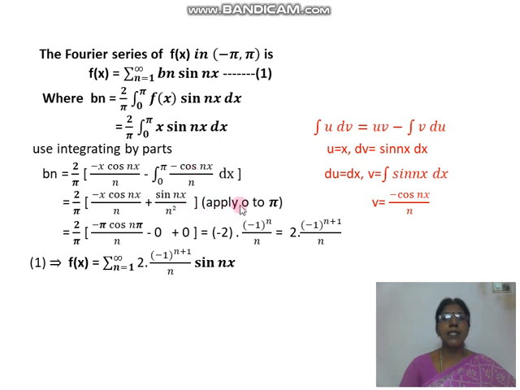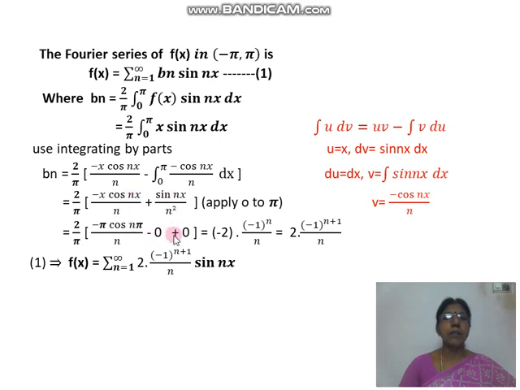Now you apply 0 to pi limits, which means in place of x you put first pi, then minus, in place of x you put lower limit 0. Now apply limits, what do we get? 2 by pi constant. In place of x put pi. Now we get minus pi cos nx, means cos n pi by n. Then apply 0 for this. Minus. Here it is x into some value. In place of x, substitute lower limit 0. 0 into anything by anything is 0. So for this one, apply limit pi, you get this one. Apply 0, you get 0.